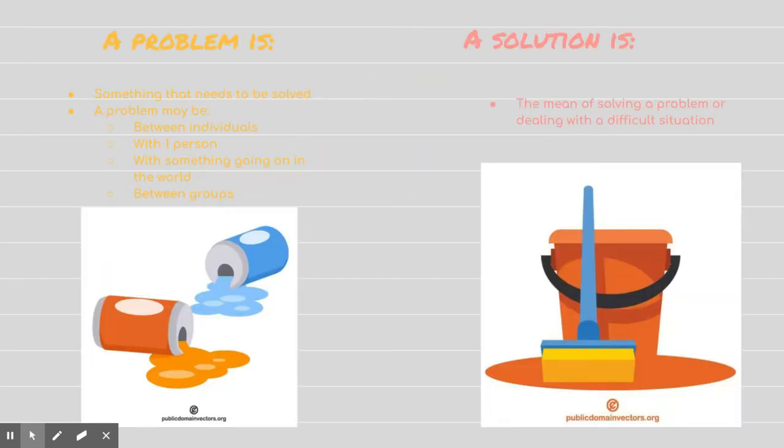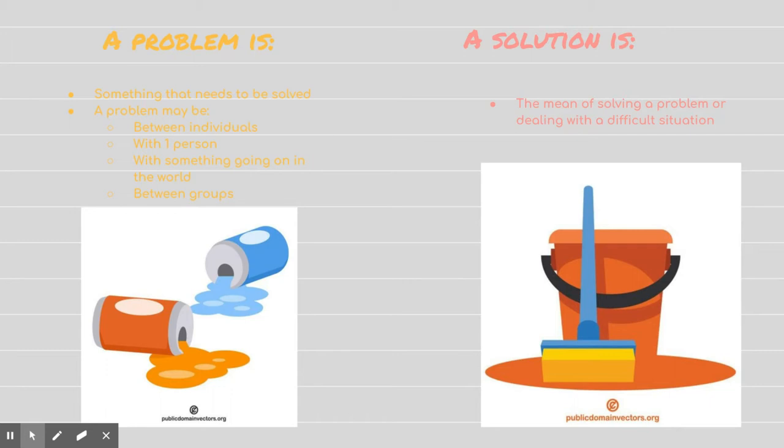So a problem is something that needs to be solved, and a problem can be between individuals, so between people, with one person, with something going on in the world, so maybe a big problem in the world, or it can be between groups. And a solution is how you're going to solve your problem or how you're going to deal with your difficult situation.